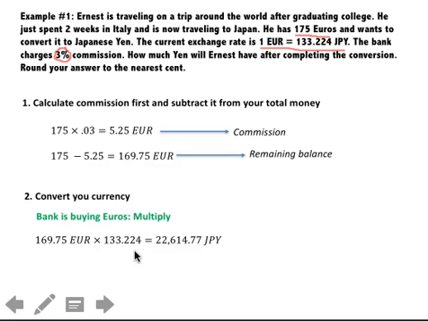133.224 yen in exchange for each euro, leaving me with a total of 22,614 yen and 77 cents. And that's the total yen remaining, so I've completed my conversion. And as you can see, the yen is significantly larger in quantity than the euros because for each euro, you should be getting 103.25 yen.